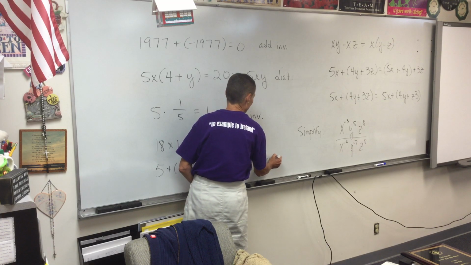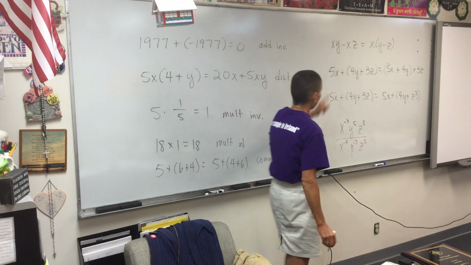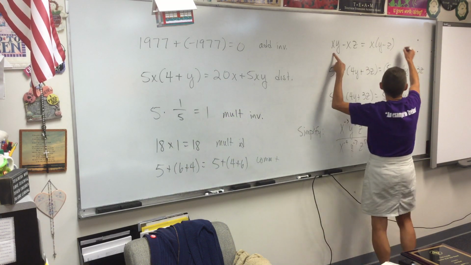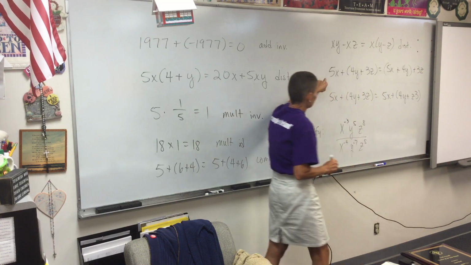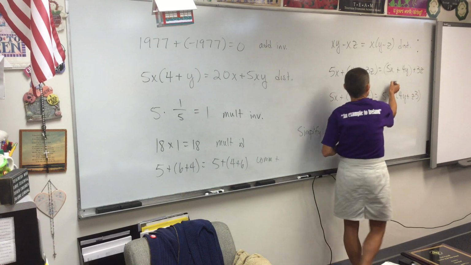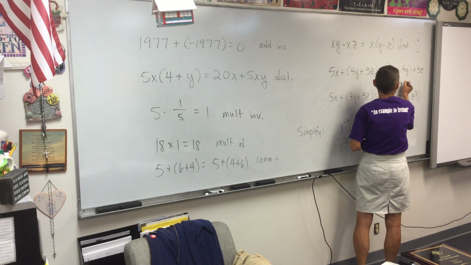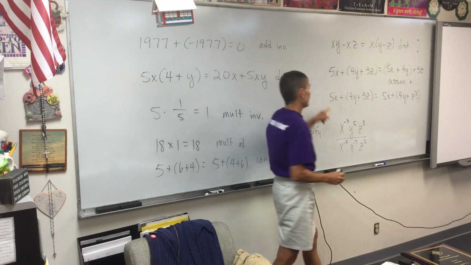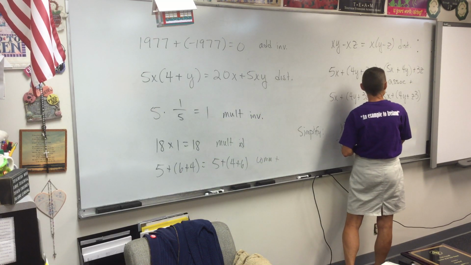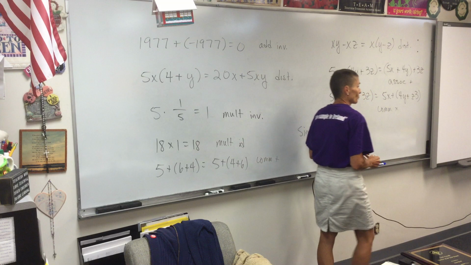That's the commutative property of addition. Super. How about here? Distributive. Yep, factoring is distributive. Perfect. How about here? That's your associative property of addition. How about this one? Of multiplication. This is commutative of multiplication, right?